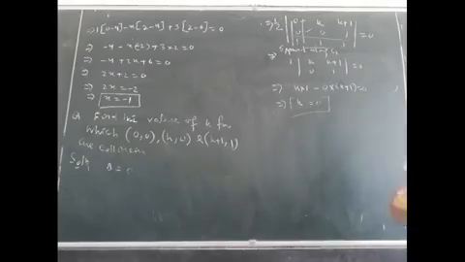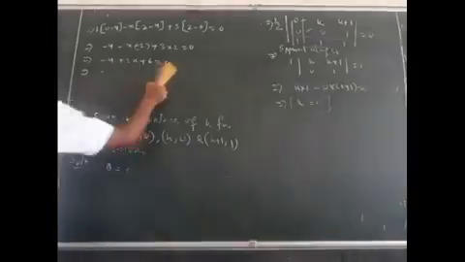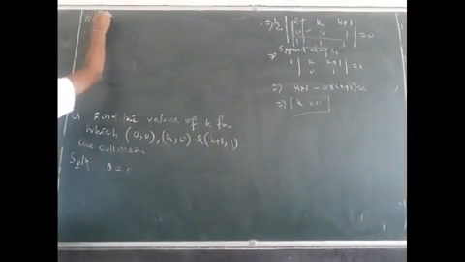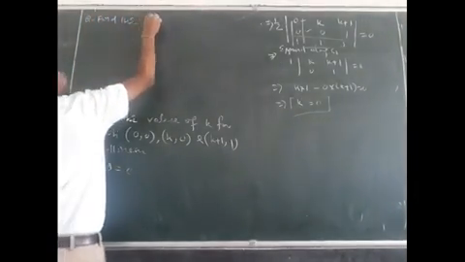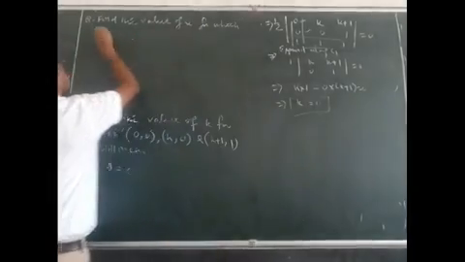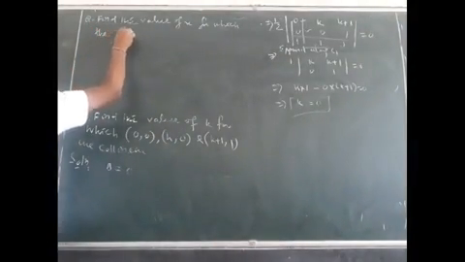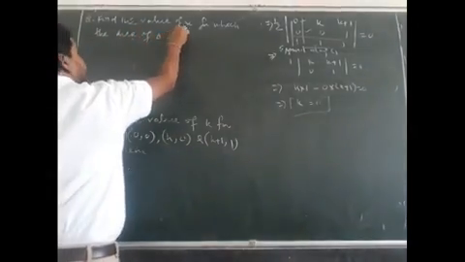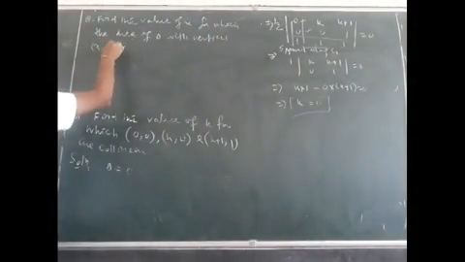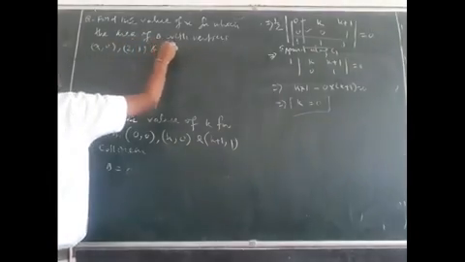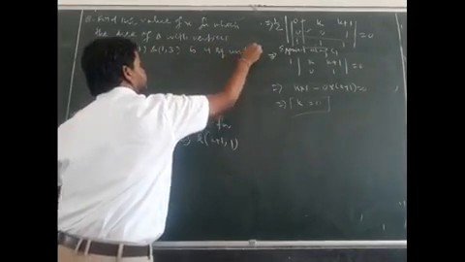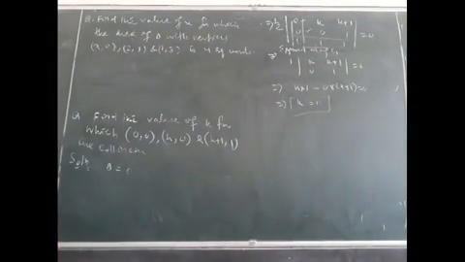Then the last question of today, let me solve the question on this topic. We asked like this: find the value of x for which the area of the following triangle with vertices (x, 0), (2, 1) and (1, 3) is 4 square units. Let me solve this question for you, right?